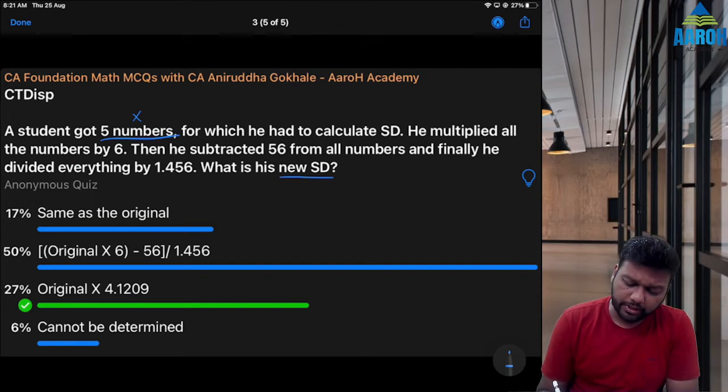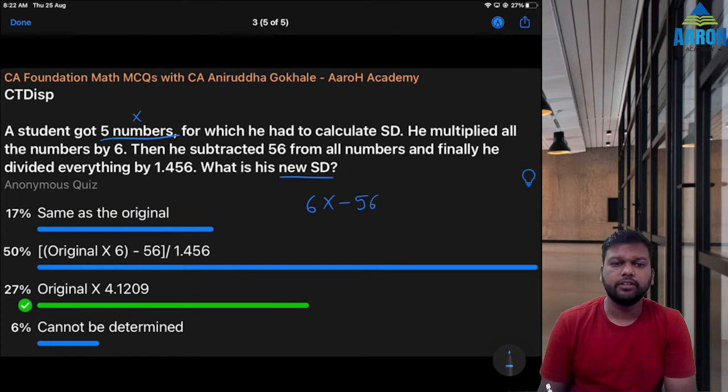So let's say the numbers are x. So what did he do? He multiplied all the numbers by 6, so it became 6x. Then he subtracted 56 from all numbers, so minus 56. And then he divided everything by 1.456, right? And let's say he got new numbers which are y.